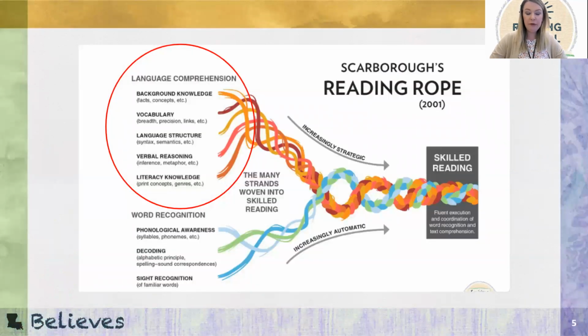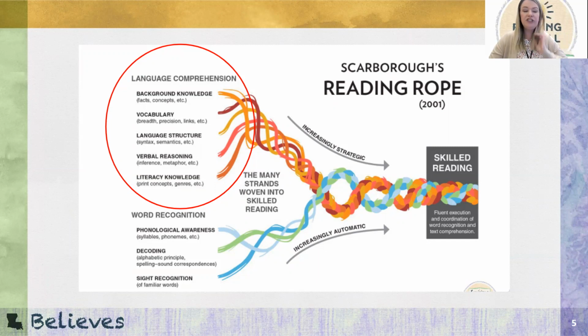Here is Scarborough's reading rope. And ultimately, all of the upper and lower strands play a huge part in somebody's ability to read and comprehend. However, in middle and high school, we assume that if they have that lower strand, if they have phonological awareness, decoding, and sight recognition skills, then we can work on that upper strand and develop those components to help aid reading comprehension. So the upper strand is language comprehension, which comprises much more than just reading comprehension.